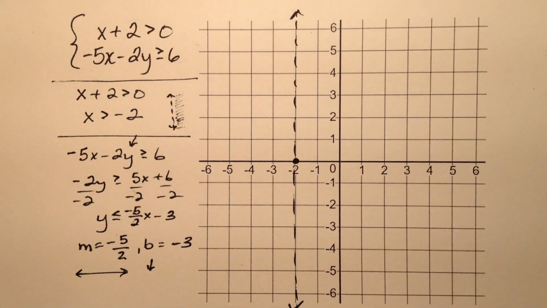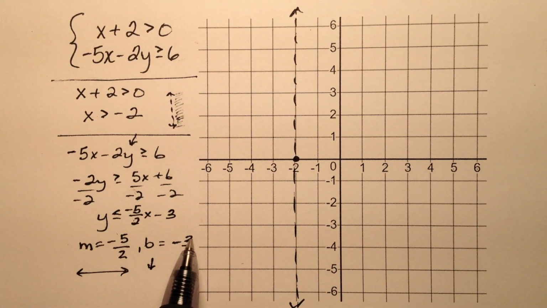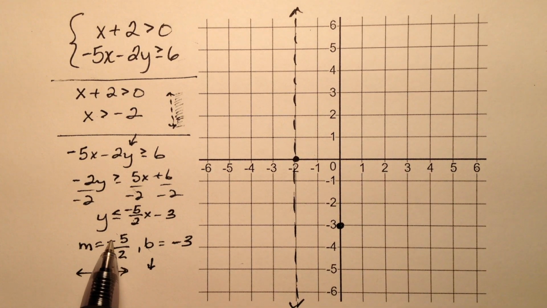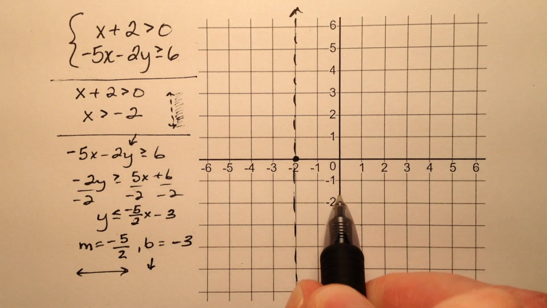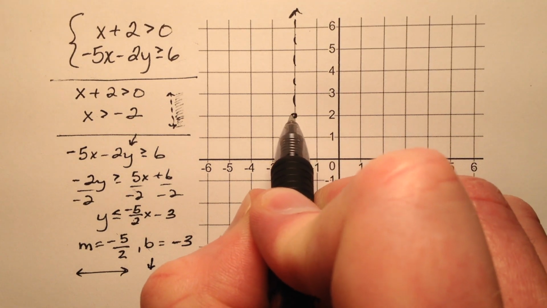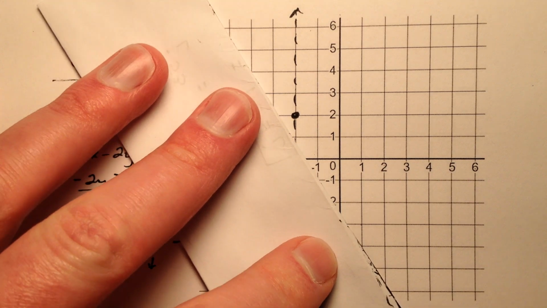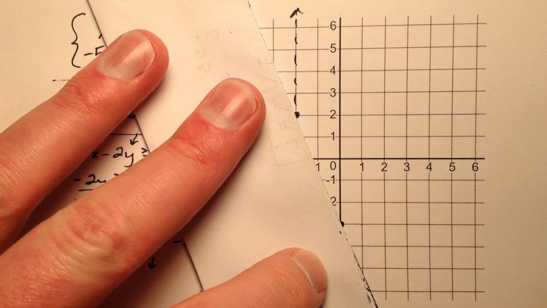Okay? So the other one was starting at -3, and then we have the slope of -5/2. Well, I can't go down 5 and over 2, so I'm going to have to go up 5 and back 2. And it seems like I can only do that once because then I run out of space on the graph. So this will be a solid line, we said, so let's go ahead and graph this one as well.